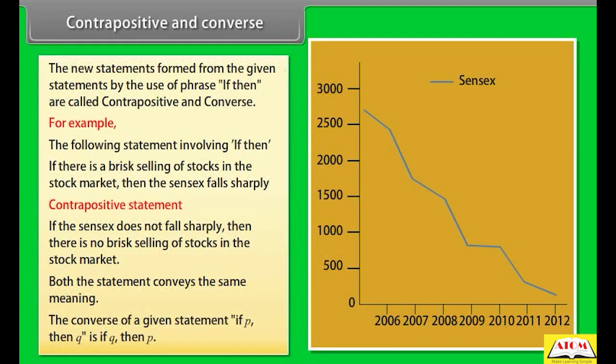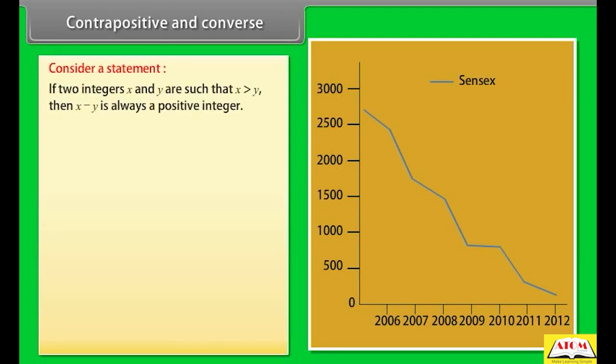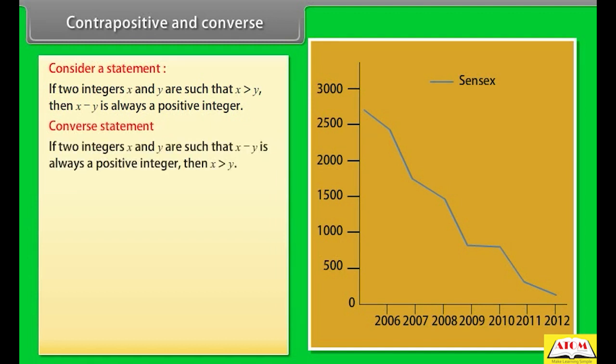The converse of a given statement, if P then Q, is if Q then P. Consider a statement: If two integers x and y are such that x > y, then x - y is always a positive integer. The converse of this statement is, if two integers x and y are such that x - y is always a positive integer, then x > y.